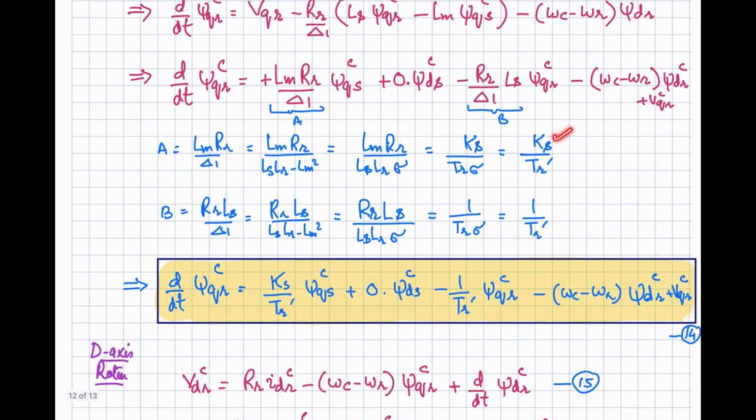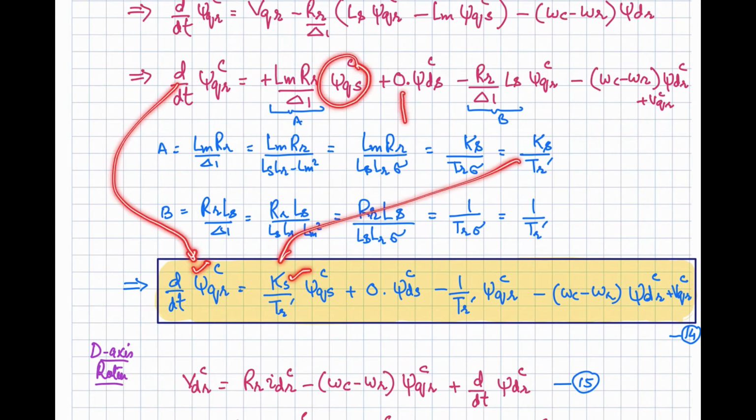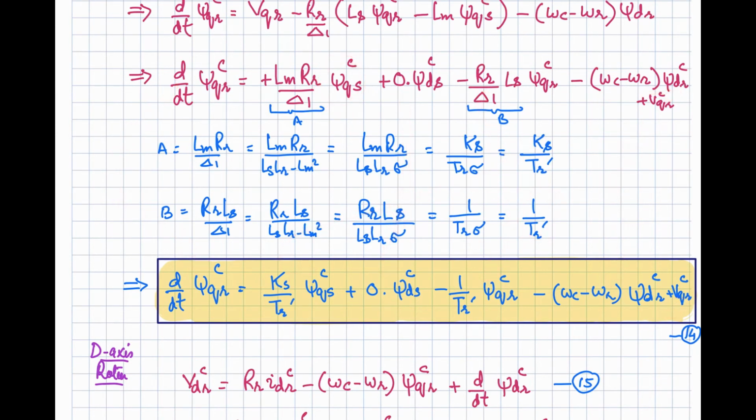So that you can write it like that, Ks by Tr prime, and Tr prime is equal to Tr into sigma. So this is basically the leakage coefficient, this is the coupling coefficient. So using these for A and B, this A can be written like that and the B can be written like this from here. So this equation can be written like that: derivative of the phi qr, then Ks by Tr prime, that is from here, with the phi qs, then 0 phi ds, and this term is minus 1 by Tr, and over here this term and this one, right? So this is our third equation for the state space model.